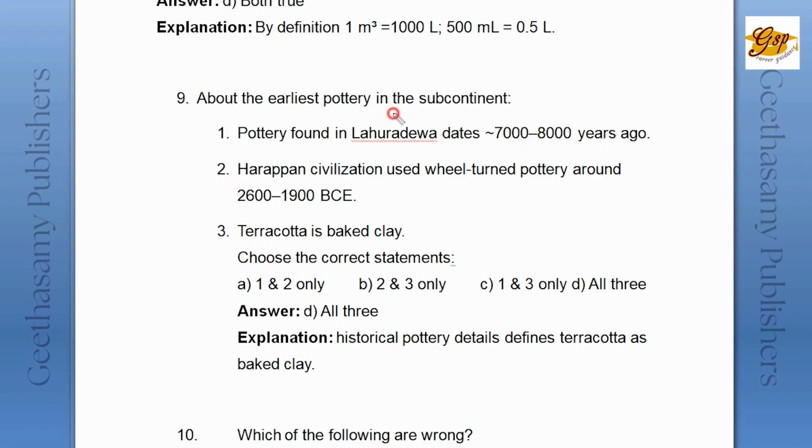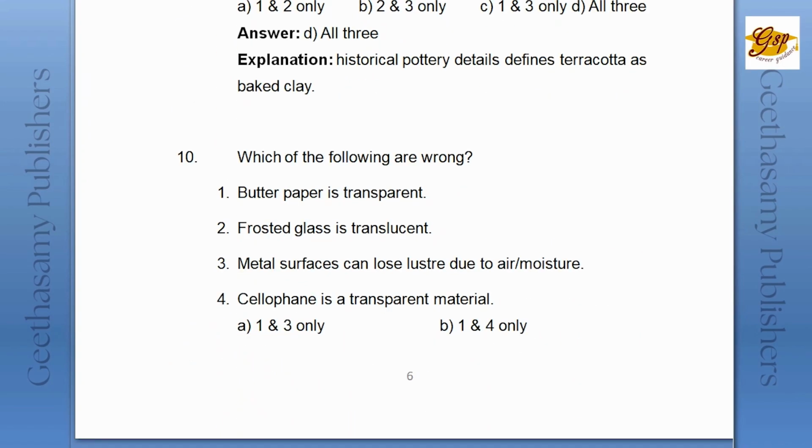About the earliest pottery in the subcontinent: pottery found in Lahuradeva dates 7,000 to 8,000 years ago. Harappan civilization used wheel-turned pottery around 2600 to 1900 BC. Terracotta is baked clay. Choose the correct statements: 1 and 2, 2 and 3, 1 and 3, or all 3. The correct answer is all 3. The historical pottery details define terracotta as baked clay. Fine. Next is the 10th question.